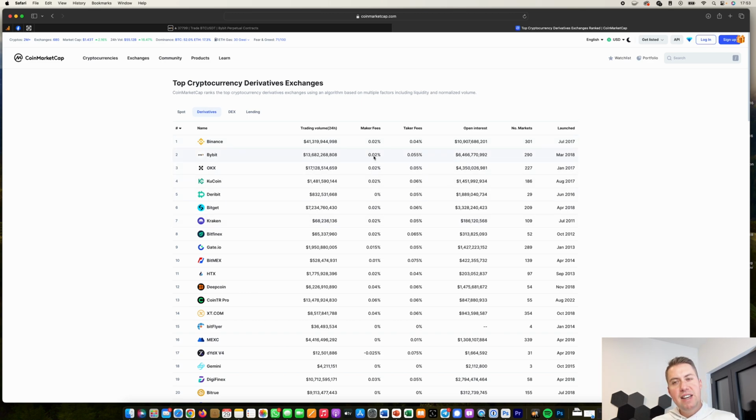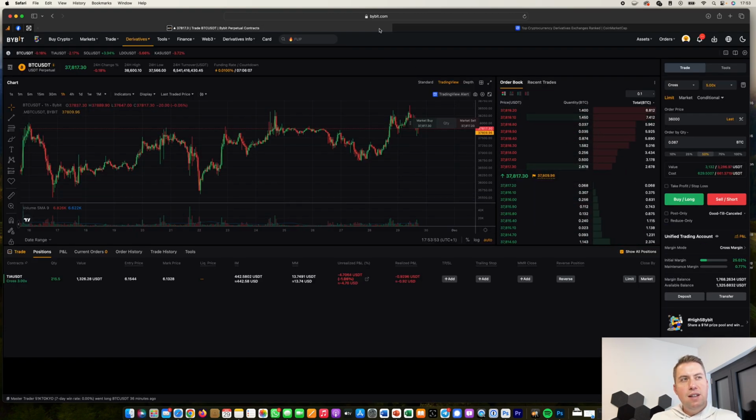A maker fee is basically for a limit order that doesn't get filled immediately, and the taker fee is for a market order that gets filled immediately, because you are taking liquidity out of the order book. That's why you are paying a bit higher fee. And if you do spot trading, the fee is 0.1%. So it's also very fair, but a bit higher than futures trading. So that's it in terms of fees.